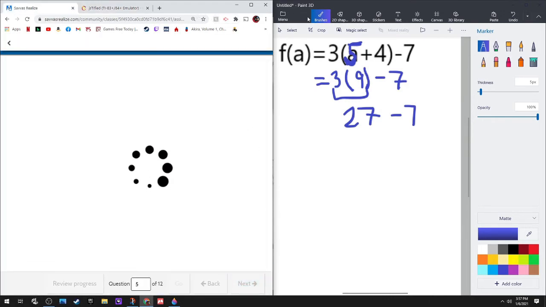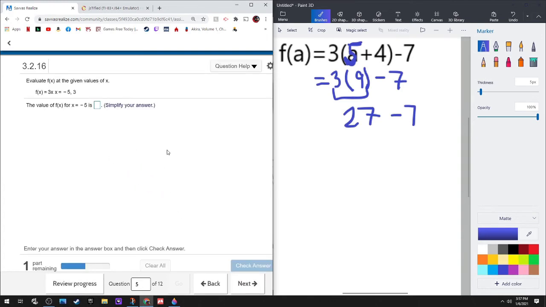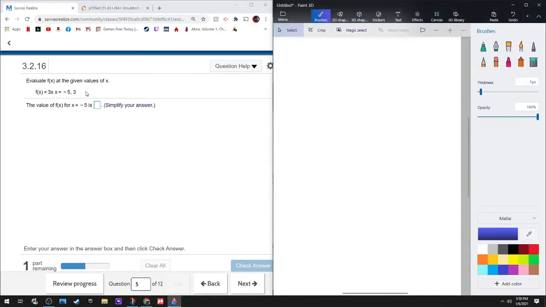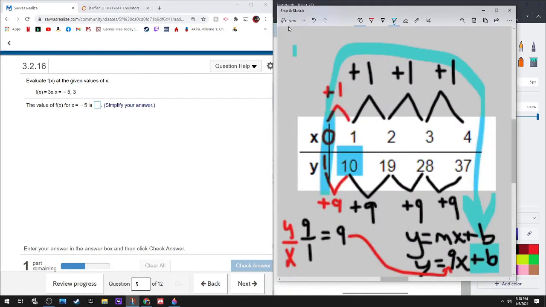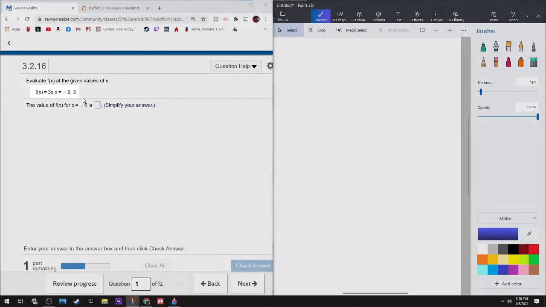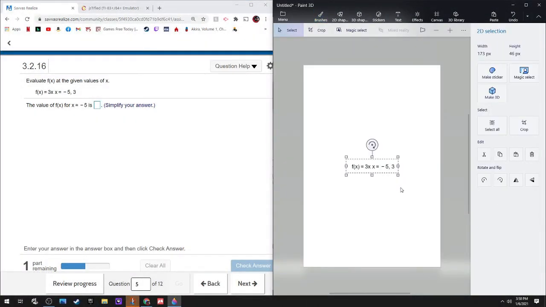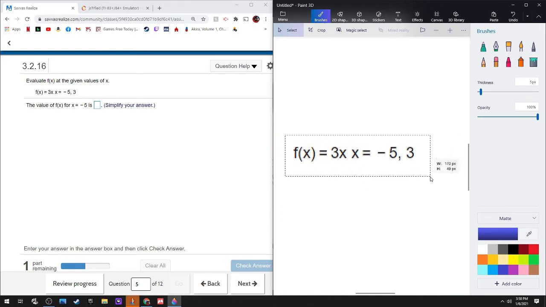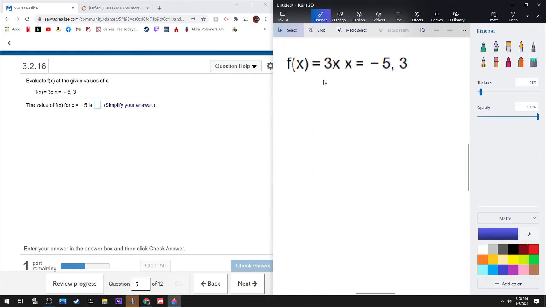All right. So now we have the spinning dots. Cool, next one. Evaluate f of x at the given values of x. All right, so for some reason, they're bringing in different ways to look at this and write it, which is totally fine. We can do that. Maybe I'll just be a little lazy here. Copy, paste. All right, so there, I saved myself 3 seconds.